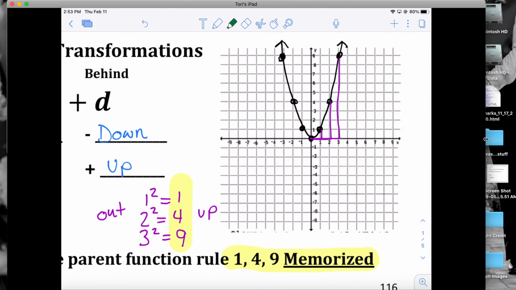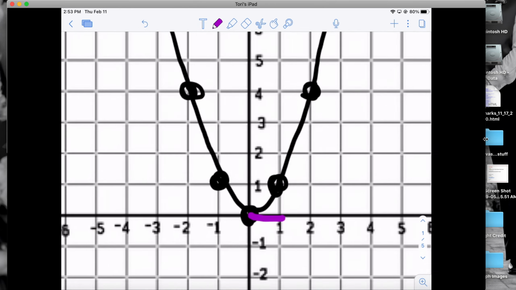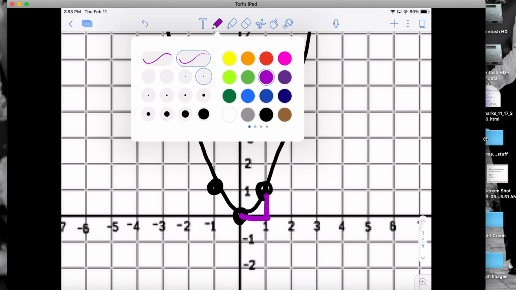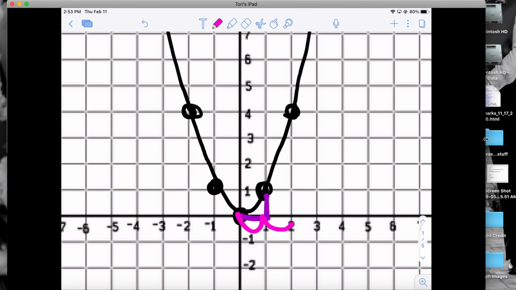In my pattern, you are going to need to remember all your squares. The pattern is called 1, 4, 9. You're going to have that memorized. Here's how it works. If I start at the vertex, wherever my vertex is, you're going to think out and up. 1 square out is going to be 1 square up. So 1 squared is 1. If I go 2 squares out, 2 squared is 4. So I would go 4 up.